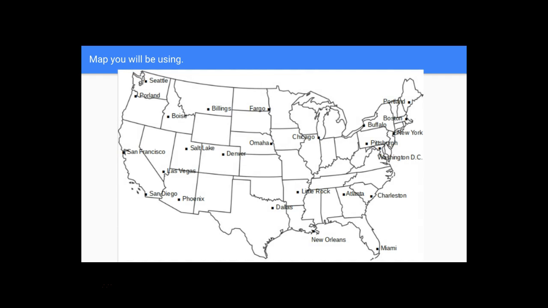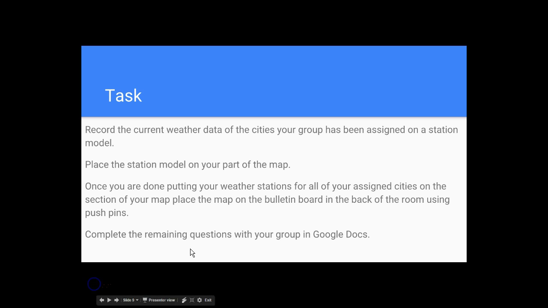And so the big reveal, here's the map that you're going to be using tomorrow. Segments of it at least, that we will reconstruct into the United States. Very exciting. So the actual task for your weather project, first you're going to be recording the current weather data of the cities that your group has been assigned on a station model. And then you're going to be placing those station models onto your location on the map.